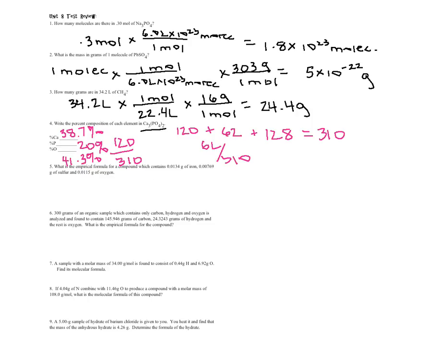It says, what is the empirical formula for a compound that has this amount of iron and that amount of sulfur and that amount of oxygen? So what I need to do, since I'm given grams, I need to convert that to moles. So I'm given 0.0134 grams of iron. Okay, so I need to convert that to moles. I need to convert 0.00769 grams of sulfur to moles as well. And then over here I need to convert 0.0115 grams of oxygen to moles.